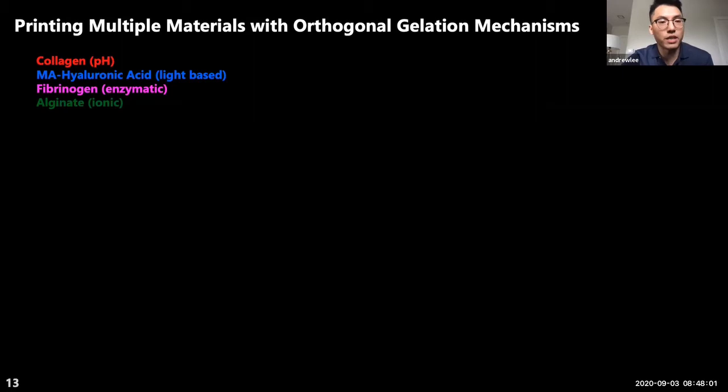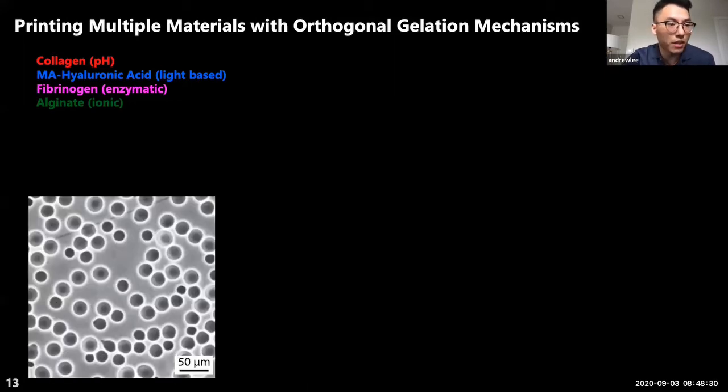The first example I want to show you is this idea of orthogonal gelation mechanisms, or just printing of different materials that have different gelation mechanisms. For example, collagen will gel when neutralized from an acidic condition to a neutral condition. Methacrylate HA, the methacrylation makes it light sensitive, so it will cross-link in the presence of UV light. Fibrinogen is enzymatic. It will be cleaved by thrombin to turn into fibrin, and alginate, as we described previously, is ionic.